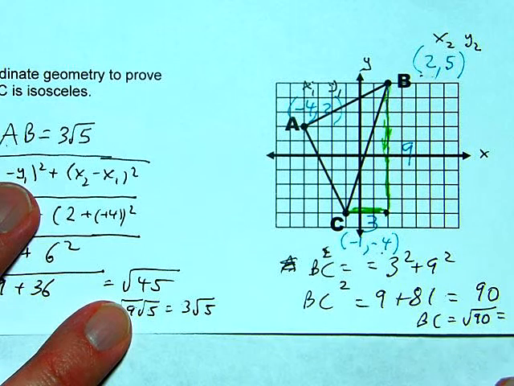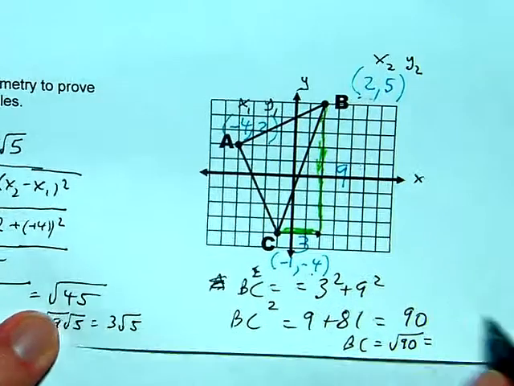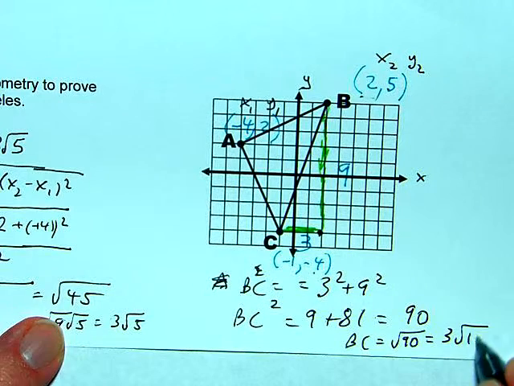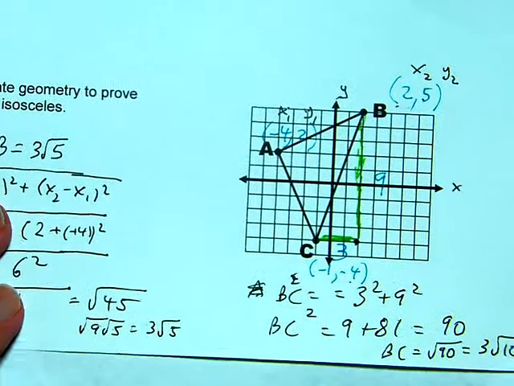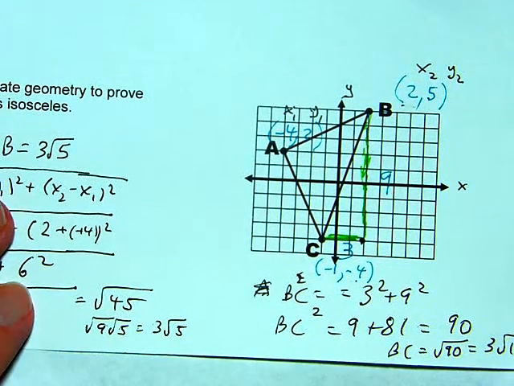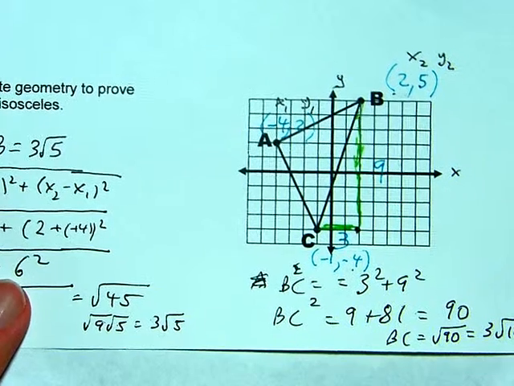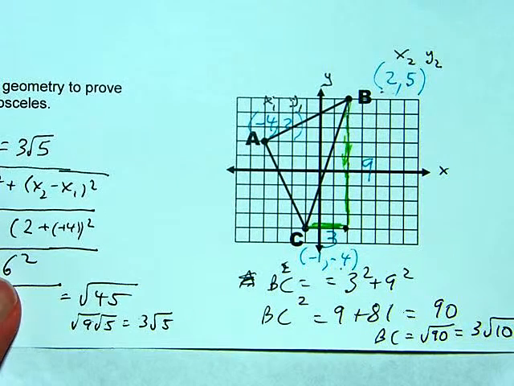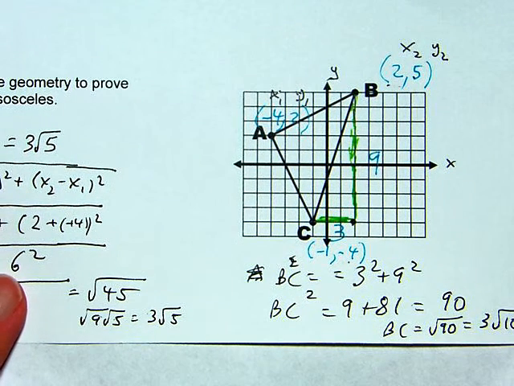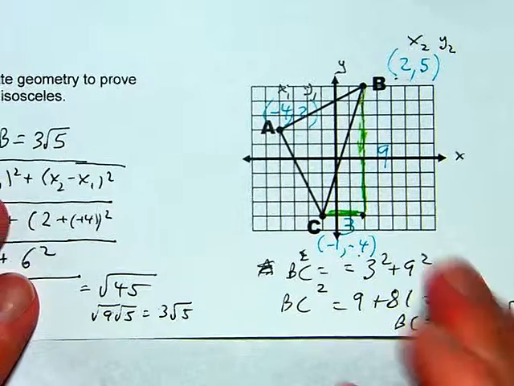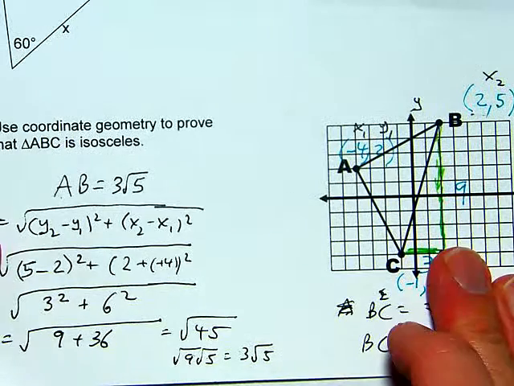Now we can simplify that, because that equals 3 times the square root of 10. And I'll let you figure out how that equals 3 times the square root of 10. Well, 3 times the square root of 5 and 3 times the square root of 10 are not equal, so we do not have yet any proof that this is an isosceles triangle. So it must be that the answer is going to lie with AC.